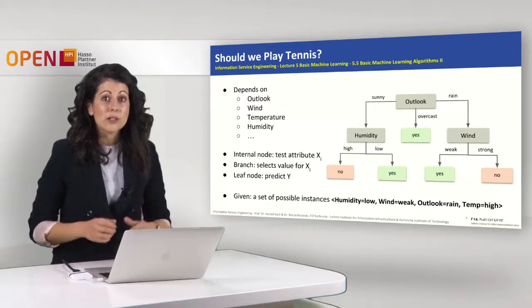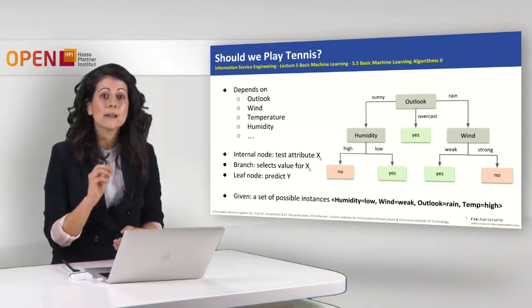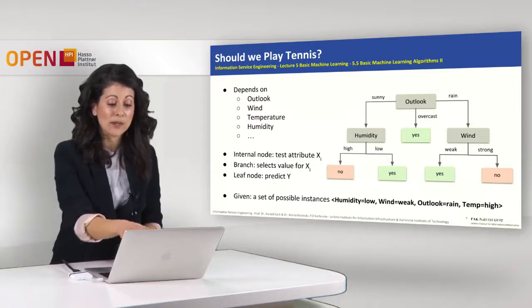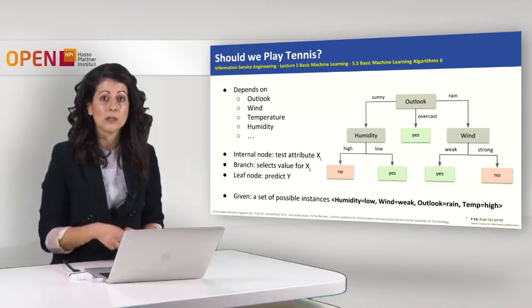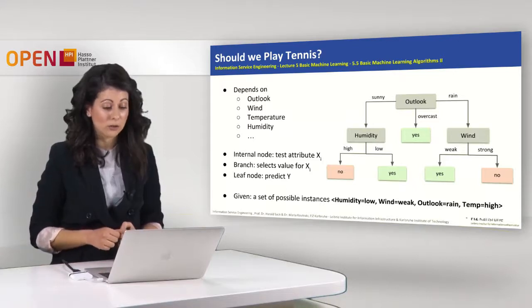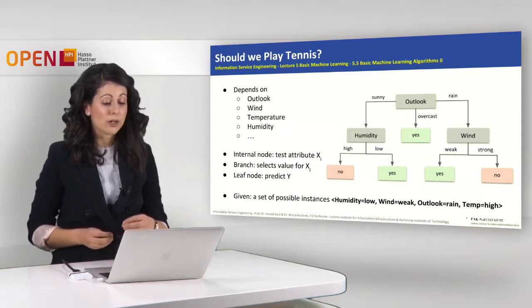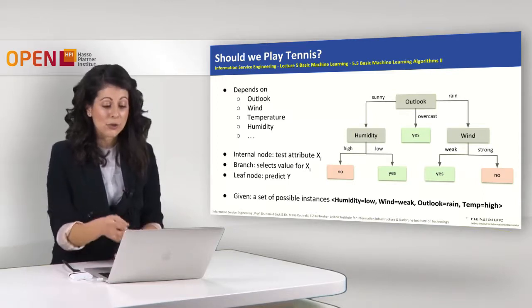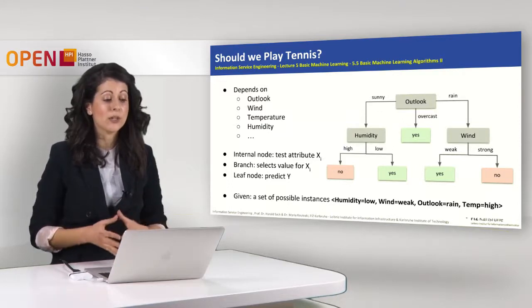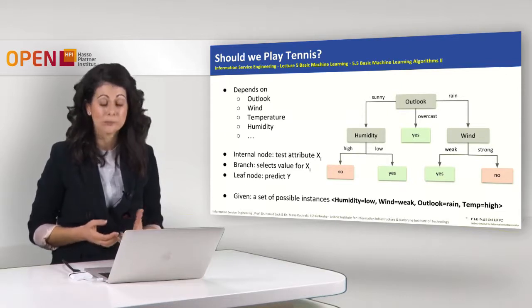Then we have branches between those nodes, which select specific values for the attributes. For example, there is the branch sunny after outlook, or the branch overcast after outlook. And in the end, we also have the leaf nodes, which are the predictions y. You see that in the leaf nodes, we have either yes or no, which is the prediction for the given question we have here. Should we play tennis or not?